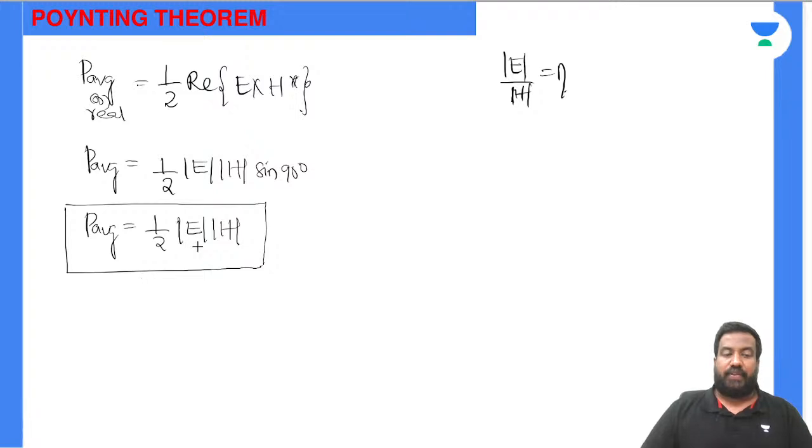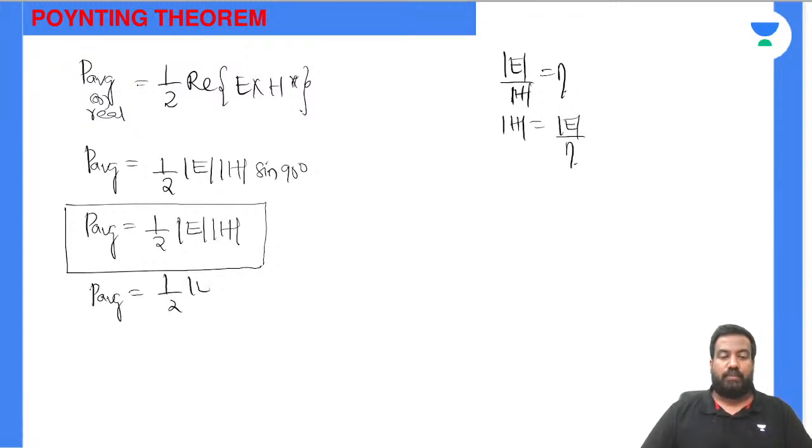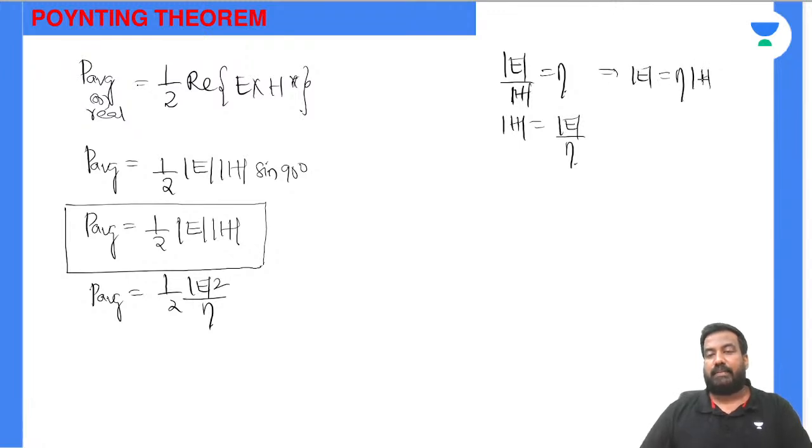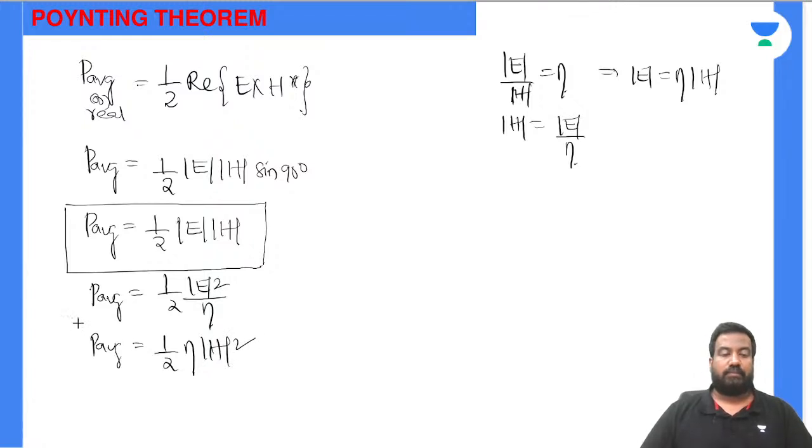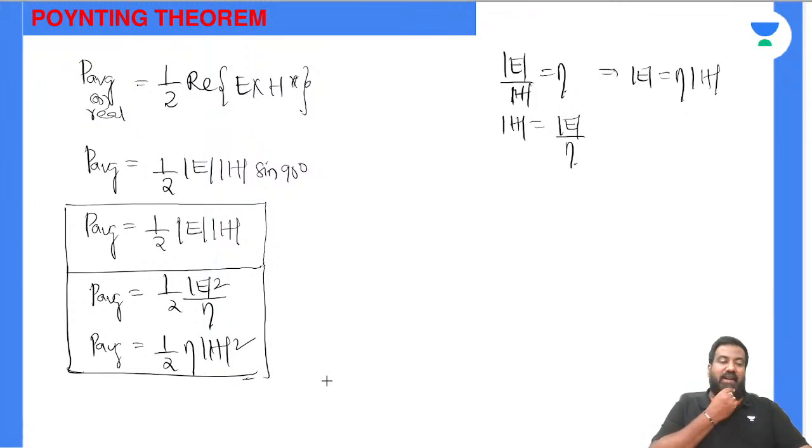If you want only in terms of E or only in terms of H, we can do one thing. From this we can write H is equal to mod E by eta. This P average is 1 by 2 E square by eta. And from this we can write E is eta H. Substituting, P average is equal to 1 by 2 eta H square. These are the formulas for average Poynting vector.